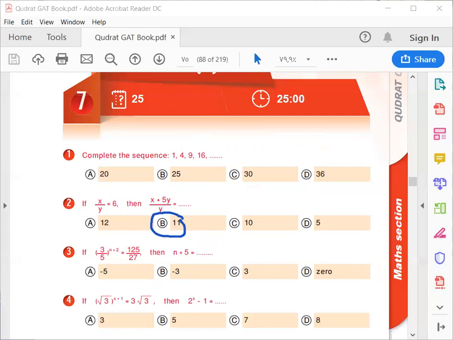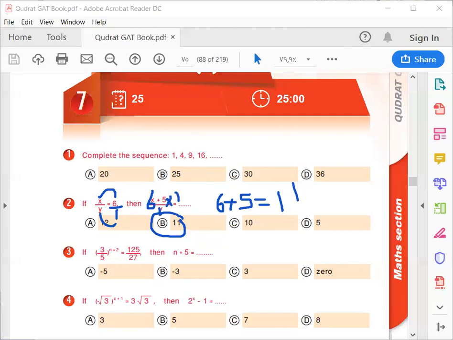This is the first way. We can solve it in the second way: only substitute values for x and y, because here the denominator is 1. So x is 6, y is 1. Then you write it here: 6 plus 5 times 1, over 1. Then the answer will be 6 plus 5 equals 11. So the answer is B.